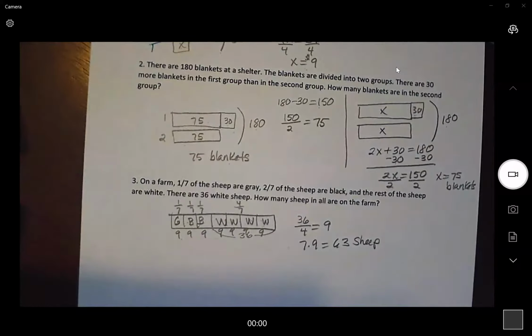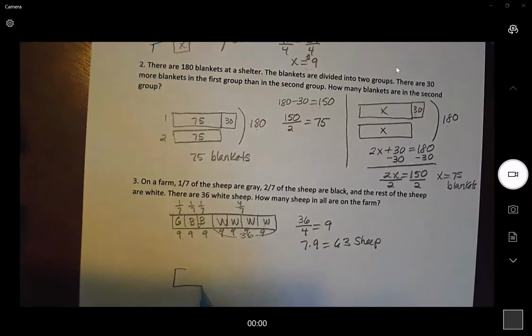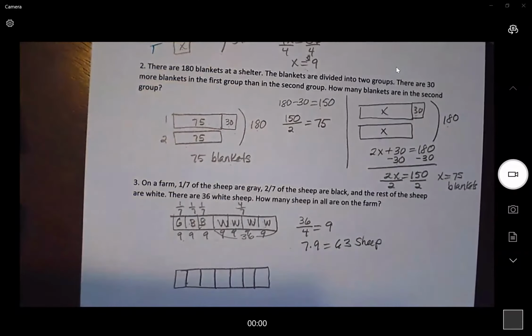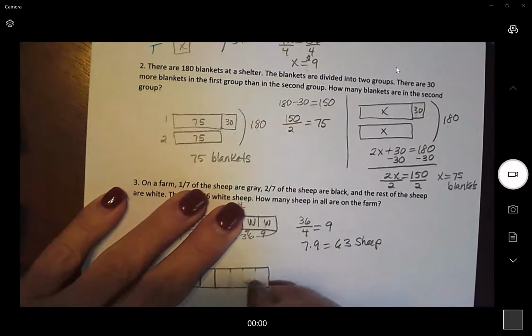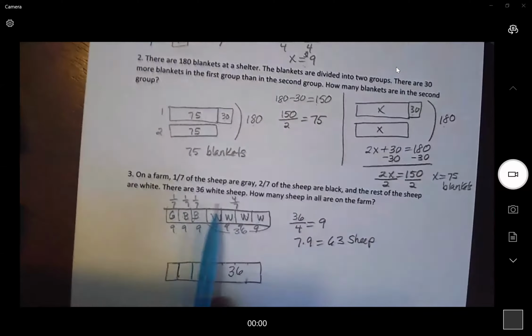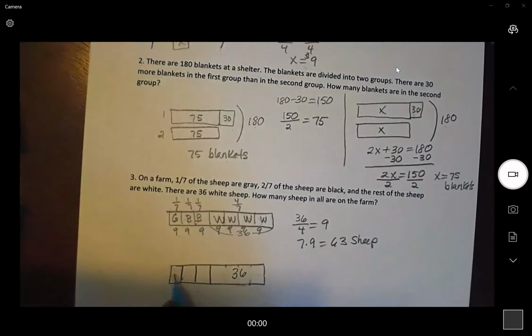Now, algebraically, it's a little bit trickier, I thought, with this one when I took a look at it. But I'm going to redraw this. So again, in our 7 parts, what we know is that these 4 right here are 36. If I just take these 4 parts, I know those are the white sheep and those are 36 because it tells us that in the problem. But I have a 7th here, a 7th here, and a 7th here that I don't know what that is.